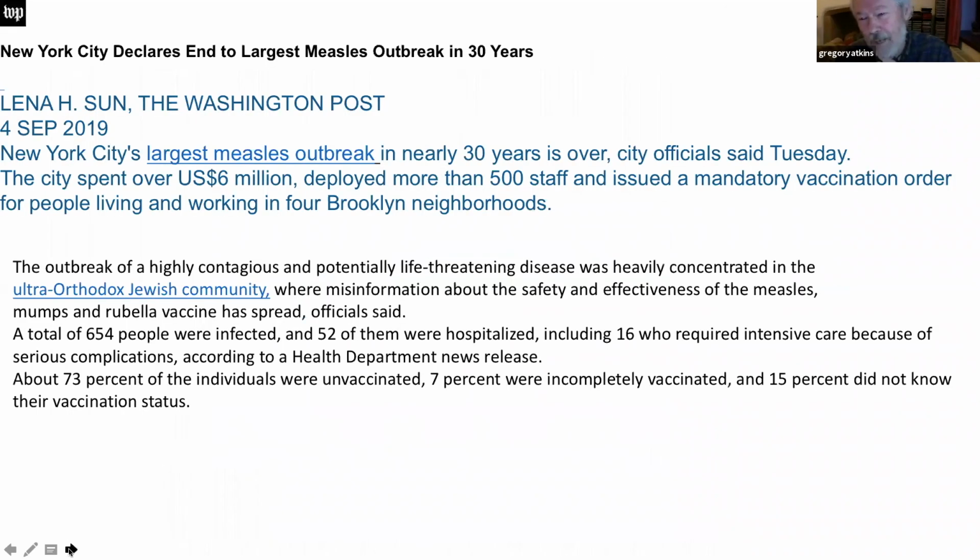Several outbreaks have now occurred of measles and mumps because people aren't getting vaccinated. They think it causes autism, which is completely untrue. This is a bit out of the Washington Post about an outbreak that occurred last September in New York among the Jewish Orthodox community. For some reason they thought that vaccine was damaging their children. They stopped vaccinating their children, and a big outbreak of measles occurred.